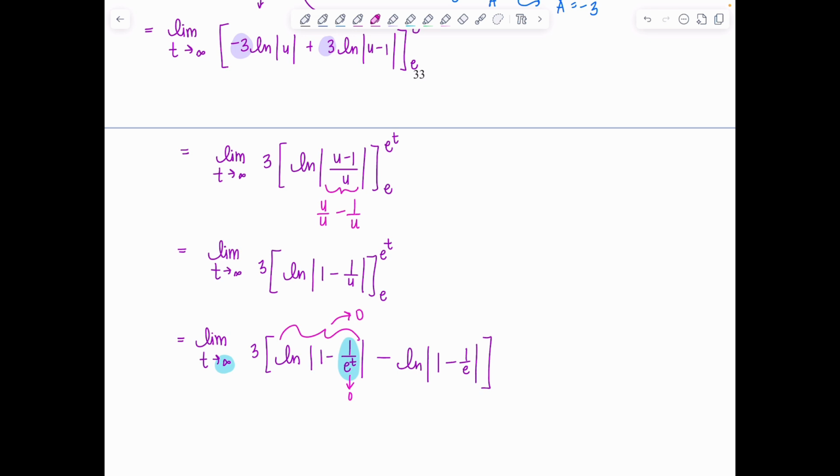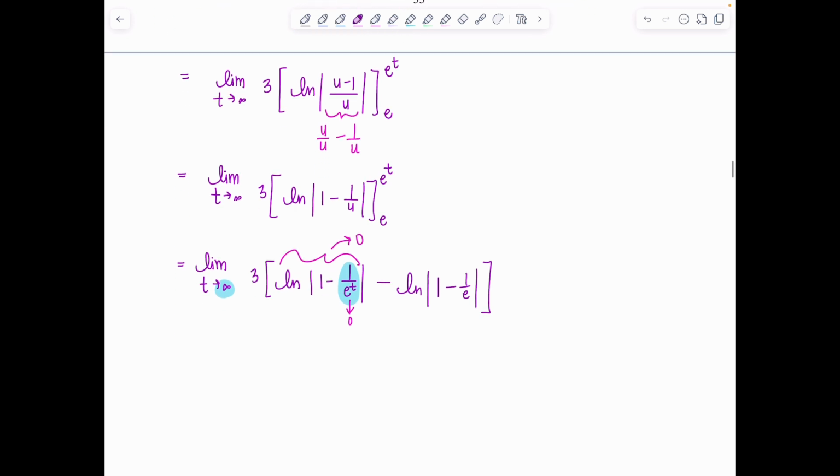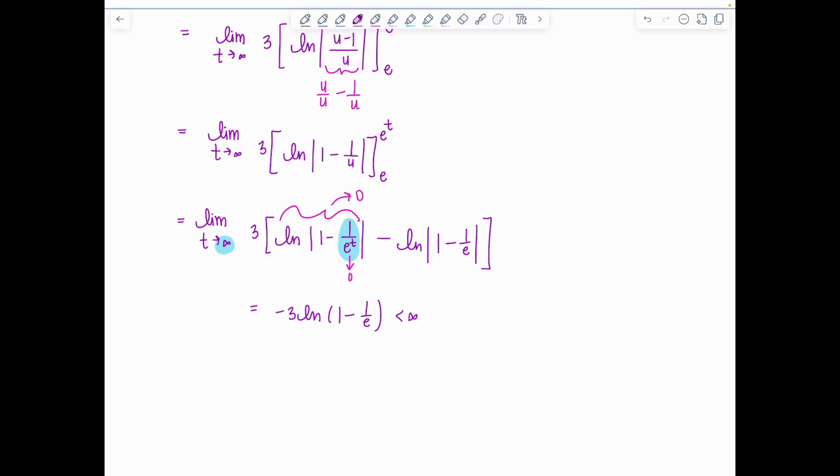And then what's going on with the rest of it? This is all just some constant: 3 times negative natural log of 1 minus 1 over e. I don't need absolute value, because 1 over e is smaller than 1, so it's not negative. So this is negative 3 ln of 1 minus 1 over e. I don't really care what this number is. All I care is that it's finite, that the limit exists. It's a finite number, which tells me that the integral converges.